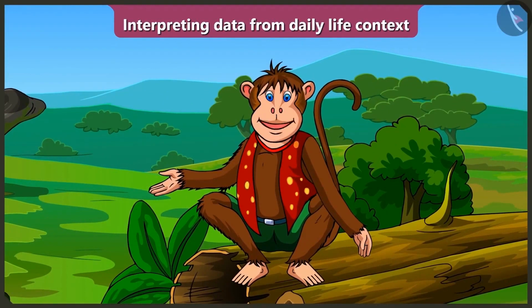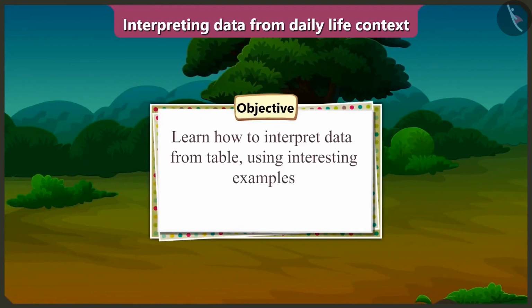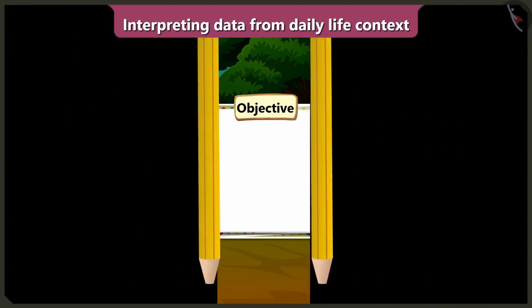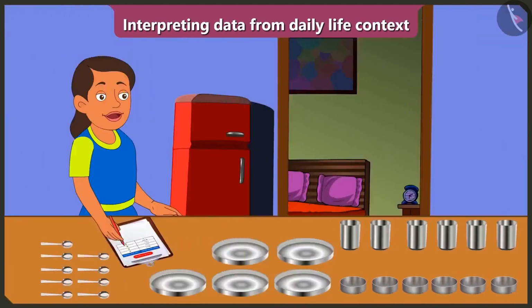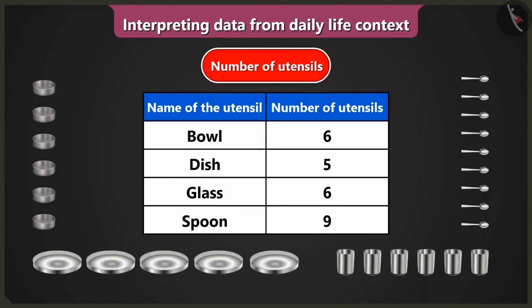Children, in this video, we will learn how to interpret data from the table using interesting examples. I know how to fill the table. Now I will try to interpret data from the table. The data about utensils we have is given in this table.